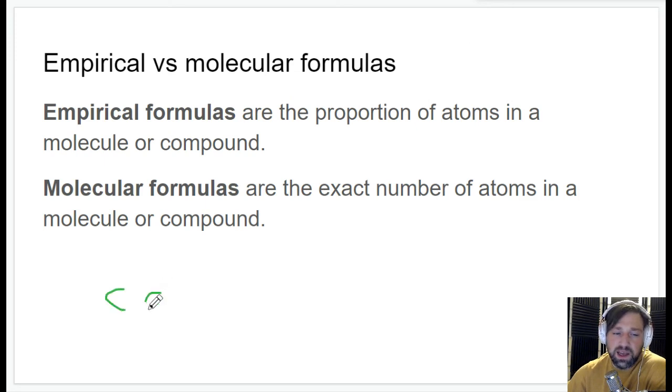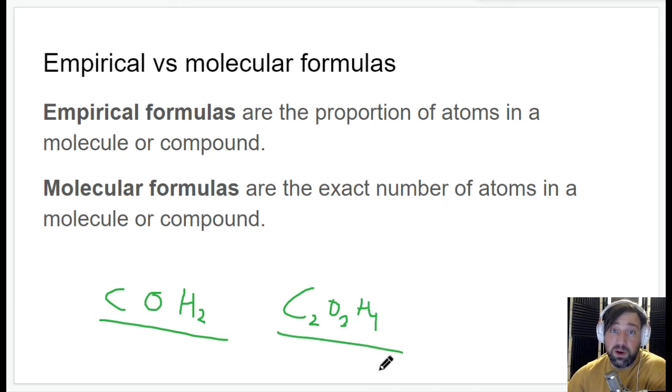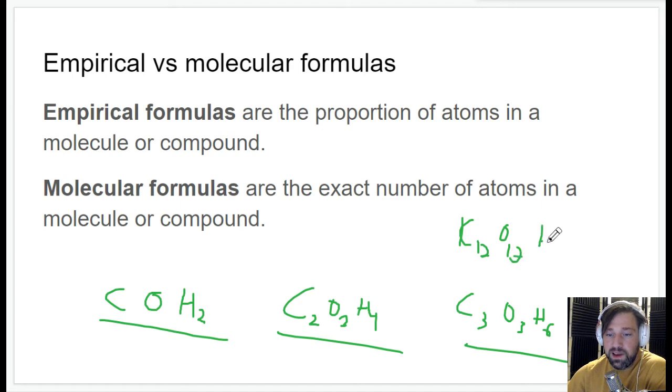So what's the difference? Let's say I had that same thing. If this is just the ratio, 1 to 1 to 2, this could be the molecular formula, or C2O2H4 could be the molecular formula, or what about C3O3H6? Or what about C12O12H24? We don't know, because all of these have the same ratios. It's still 1 to 1 to 2. So how do we know which one is the correct molecular formula?